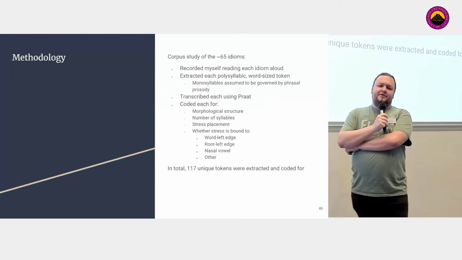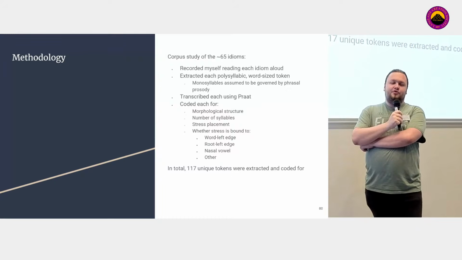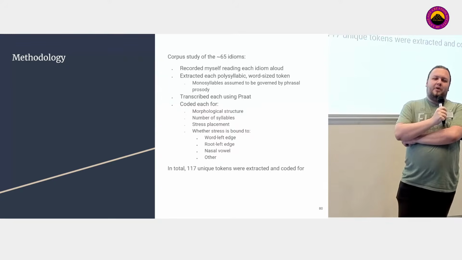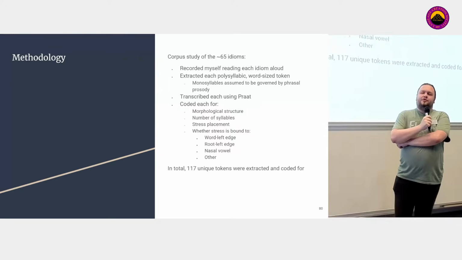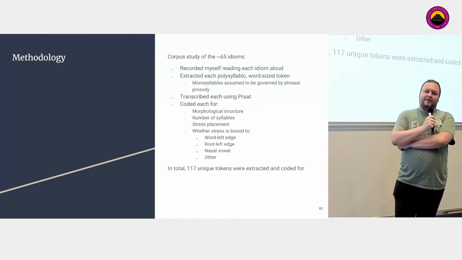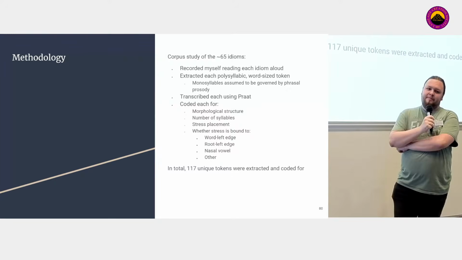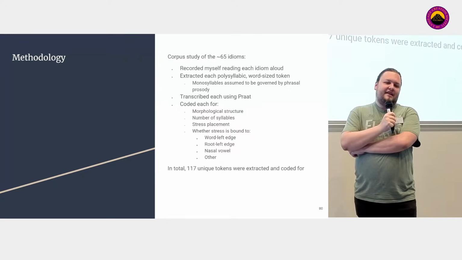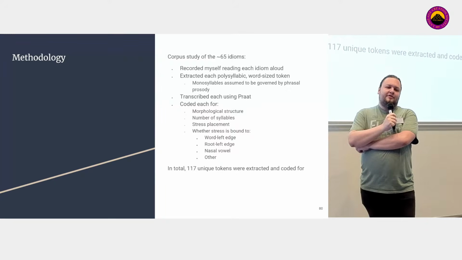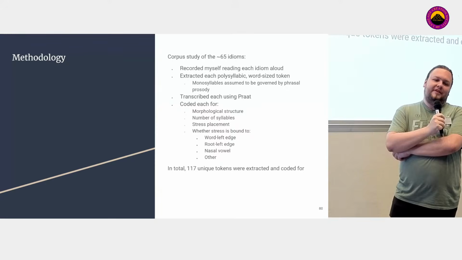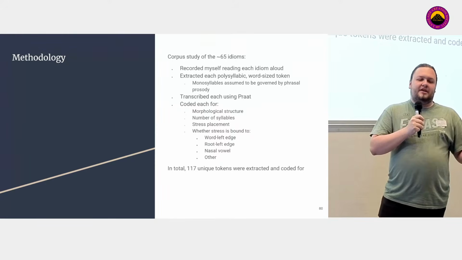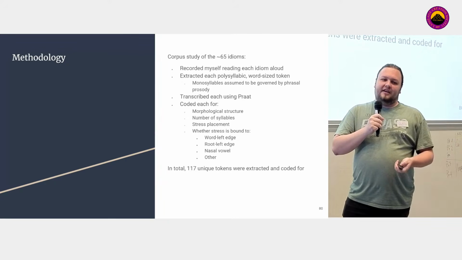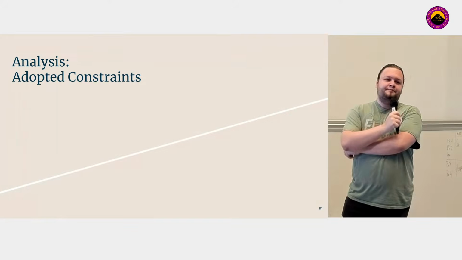So I recorded myself reading each idiom aloud in as neutral a tone as I could manage, and I extracted each polysyllabic word-sized token. I'm assuming that monosyllables are governed by phrasal prosody, and I'm not interested in that right now. I transcribed each word using Praat, which is a phonetic analysis software, and I coded each for the morphological structure of the word, the number of syllables, stress placement, and where stress is bound, among a few other things. In total, I found 117 unique tokens that I capture in this analysis.